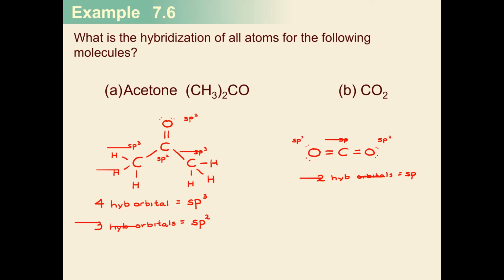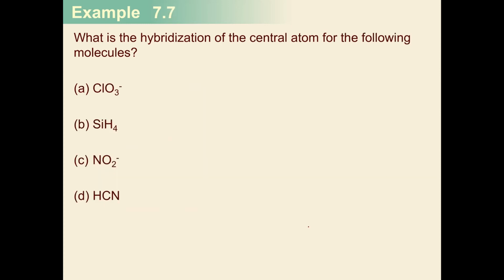Make sure that you are trying to understand the ideas of what atoms historically have what types of hybridization. But it's best to find the number of attachments and then determine the hybridization. So let's try this set of examples. What is the hybridization of the central atom of the following molecules? So let us go ahead and start with our chlorate anion.